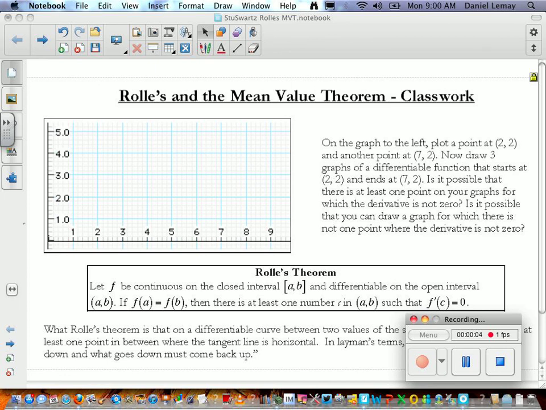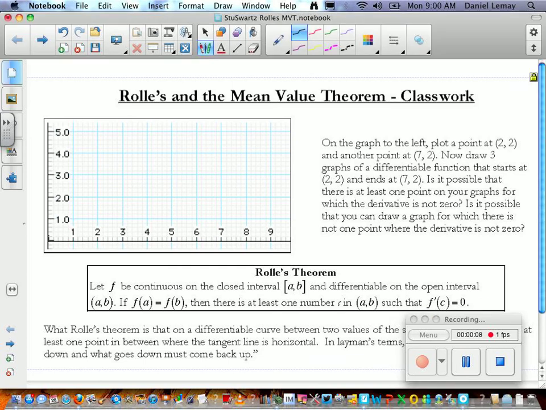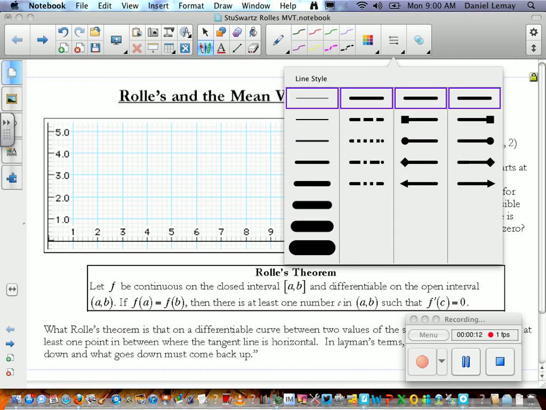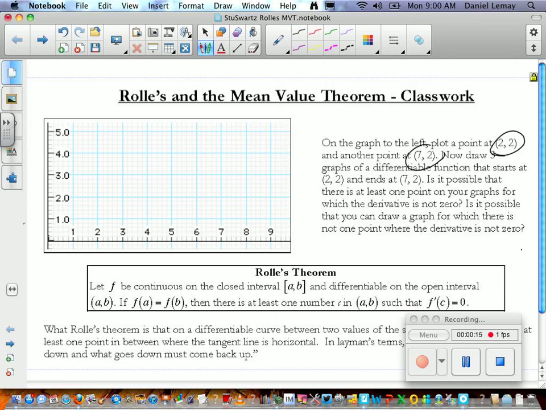Okay, so we're going to investigate this Rolle's theorem. So the first part here, the question is asking us to graph these 2 points in this graph. So I'm going to graph 2, 2. I'm going to graph 7, 2. Then it's asking us to draw as many possible graphs through these 2 points as possible.